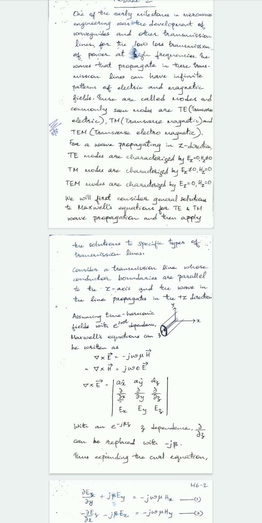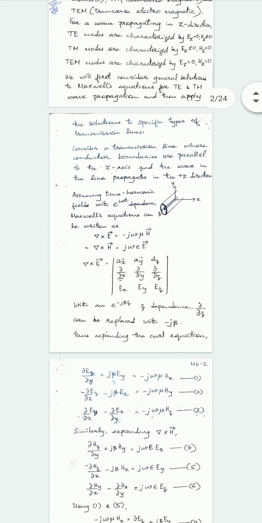First we consider a transmission line whose conductor boundaries are parallel to the Z axis, and the wave in the line propagates in the positive Z direction. We assume time harmonic fields with e raised to j omega t dependence, so the time dependence can be represented using e raised to j omega t. First we take the solution of Maxwell's equations to obtain the TE and TM mode components.